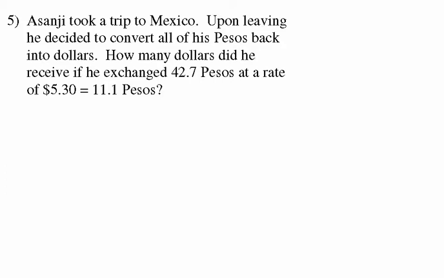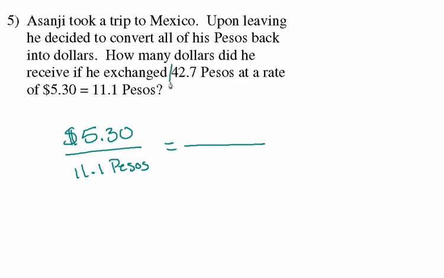Asanji took a trip to Mexico. Upon leaving, he decided to convert all of his pesos back into dollars. How many dollars did he receive if he exchanged 42 pesos at a rate of $5.30 equals 11.1 pesos? We're given a rate and we have an unknown number. So our rate is that it's $5.30 for 11.1 pesos.